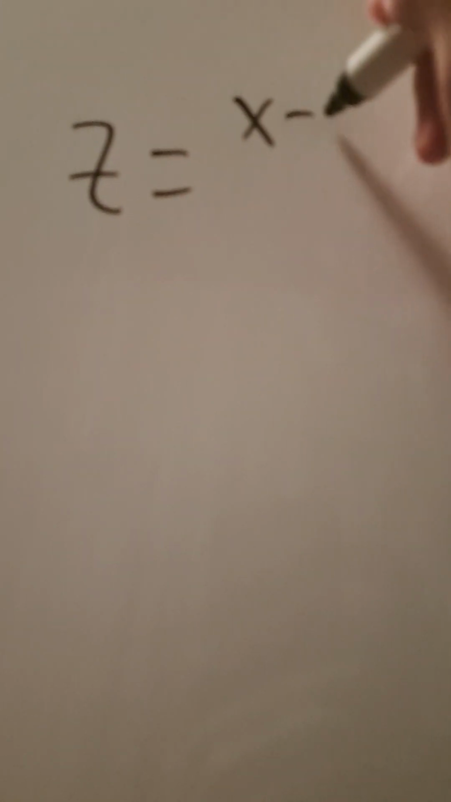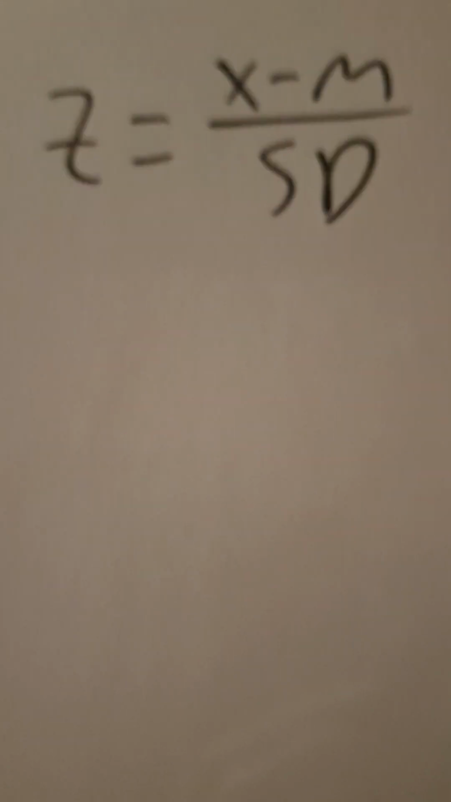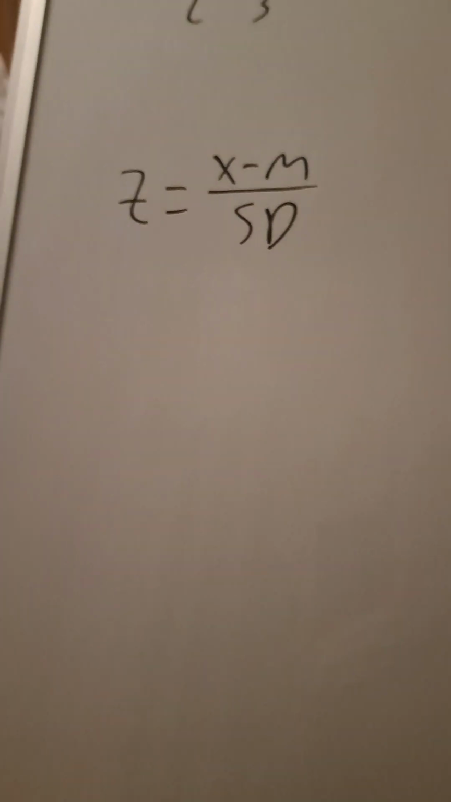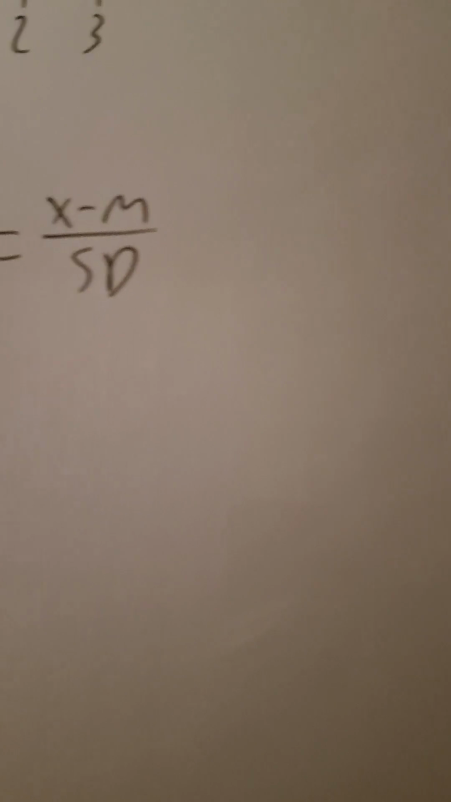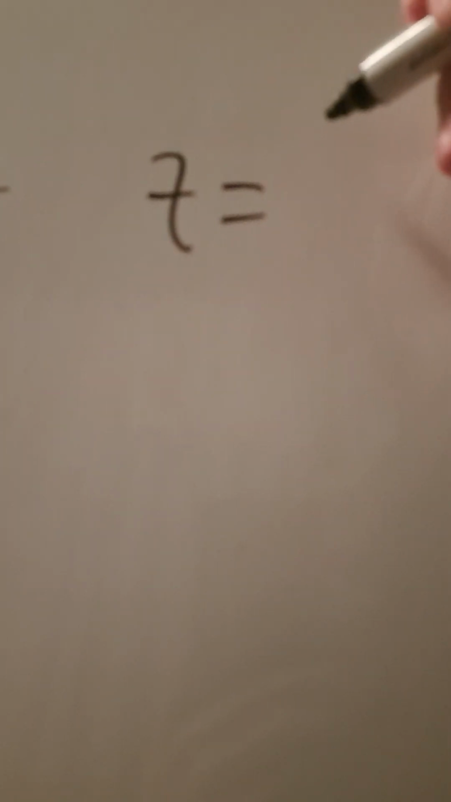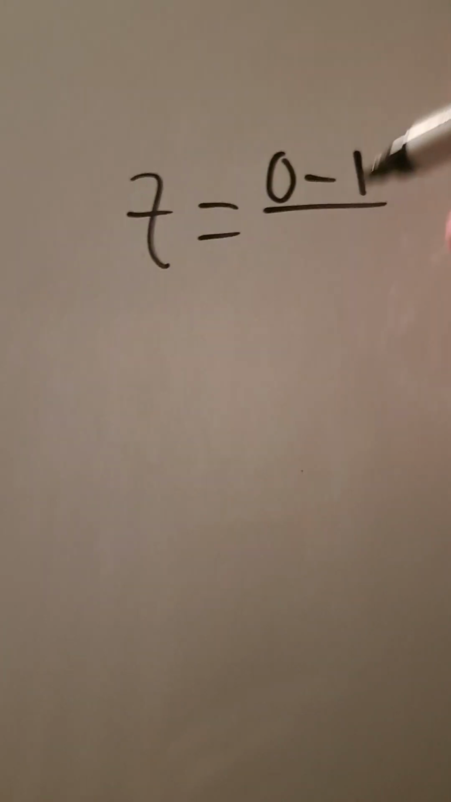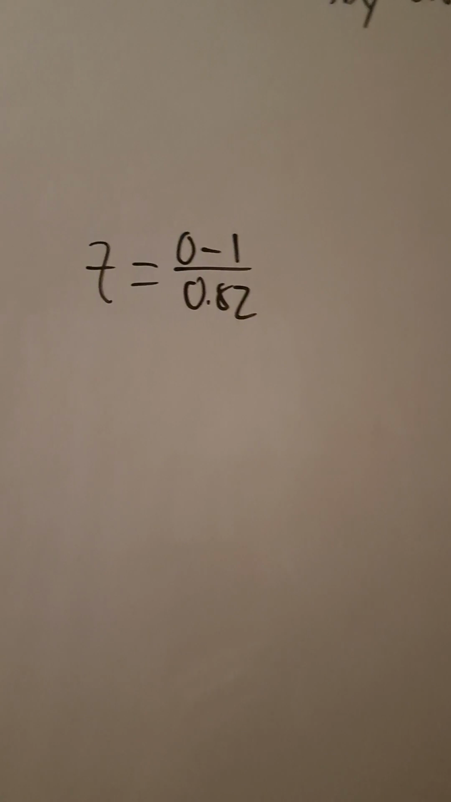So let me get rid of this. So let's look at z-scores for x first. So remember our z-score formula is z equals x minus m over the standard deviation. That is our z-score formula. So let's find our z's of x first. So I'm going to do the first score. We have z equals 0 minus the mean over the standard deviation, which is 0.82.